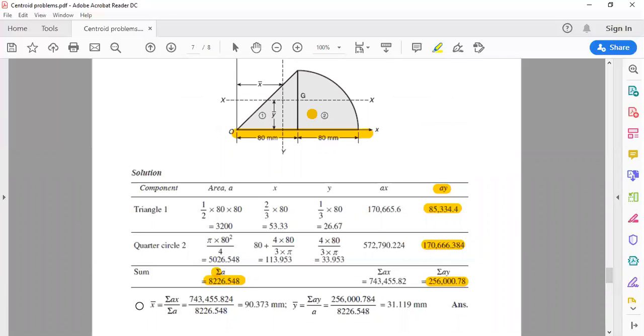So x bar is measured from the y axis. You can see here, this is x bar which is measured from the y axis. So x bar is always measured from the y axis, and y bar is always measured from the x axis. You can see this is the x axis and this is the y bar. So the intersection of both these lines is the CG of the total section.